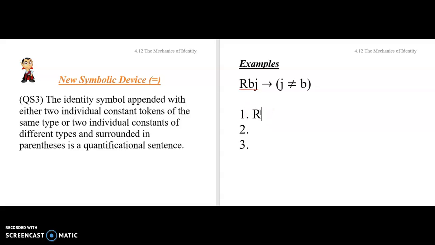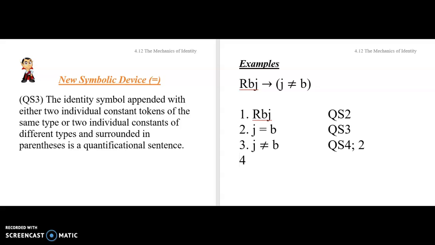Okay, so let's get its different parts going. We'll do RBJ. That's going to be QS2, all right? And then, of course, we're going to get J is identical with B, all right? That's going to be QS3. We're going to negate that, and so we'll get this expression right here by QS4, all right? So that's going to be QS4 on line 2, okay?